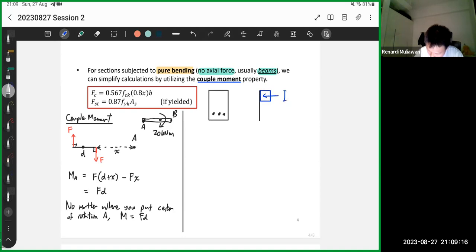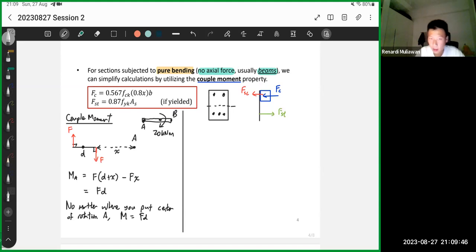Yeah, again, this is 0.8x. Okay, they don't need this. Let's say this is the force of concrete. Let's assume we have compression steel as well. So let's say FSC. Then we have FST, the tension. Okay, so we need to take moment about the centroid just now, right?